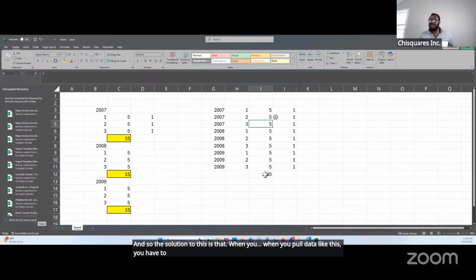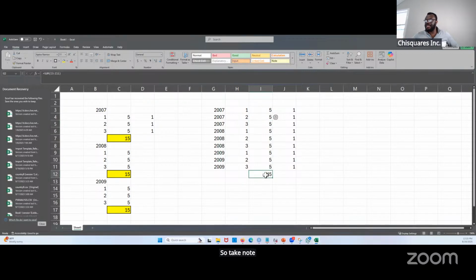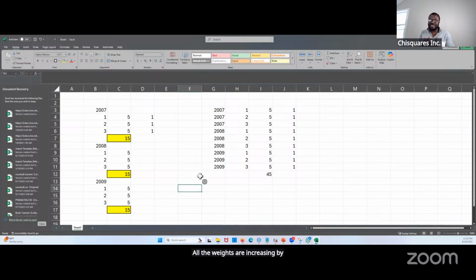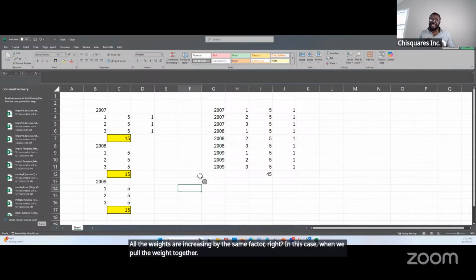So take note that pooling data sets together has no impact on the prevalence estimates, right? Whether you pool the weights together, remember that all the weights are increasing by the same factor, right? In this case, when we pool the weights together, they're increasing by a constant factor.